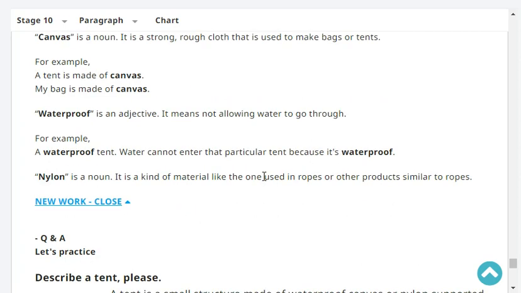Waterproof is an adjective. It means not allowing water to go through. For example, a waterproof tent. Water cannot enter that particular tent because it's waterproof. Nylon is a noun. It is the kind of material like the one used in ropes and other products similar to ropes.